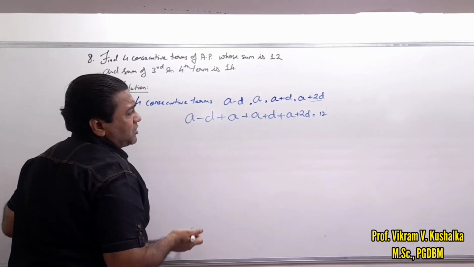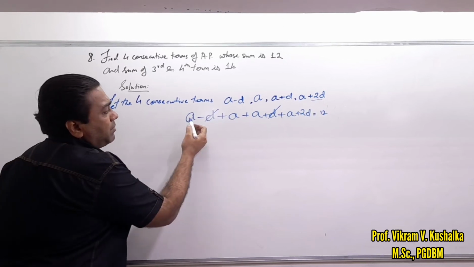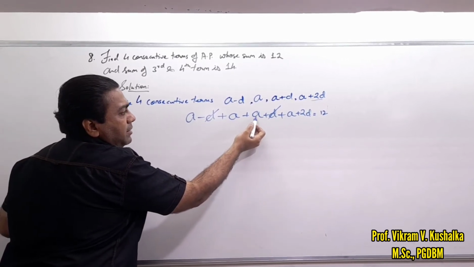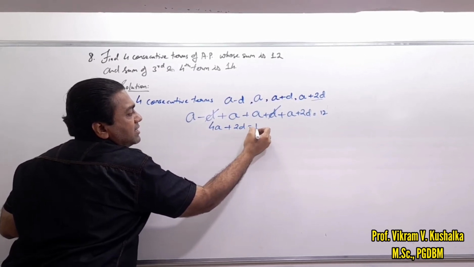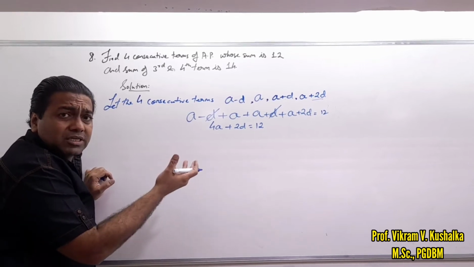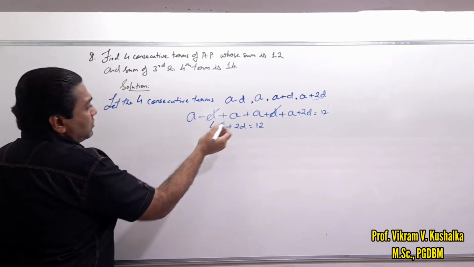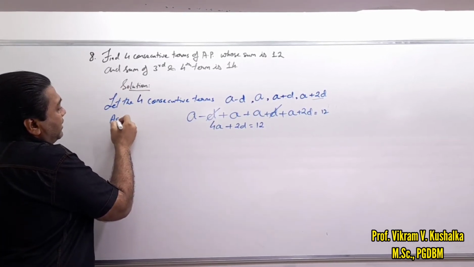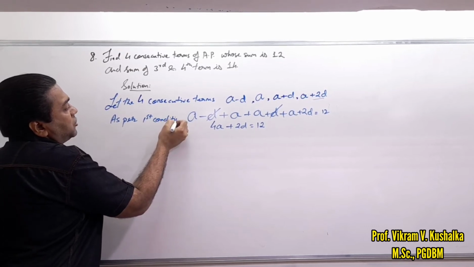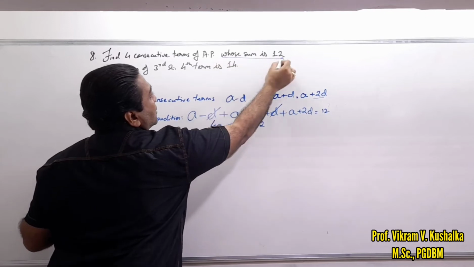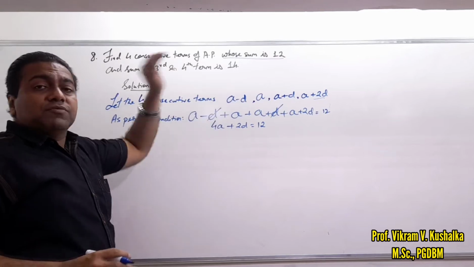I need to solve this question properly. Now minus D and plus D cancel out, right? So I am left with A plus A plus A plus A. So I get 4A plus 2D is equal to 12. Can I reduce this equation? Yes, I can reduce this equation, but I'll take a call at a later stage. Okay? Now that is as per my first condition. So I'll write here, as per first condition. And what was my first condition? Whose sum is 12. Now my second condition is the sum of the third and fourth term is 14.